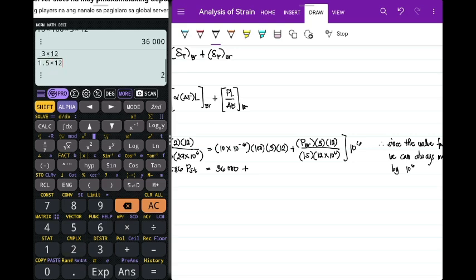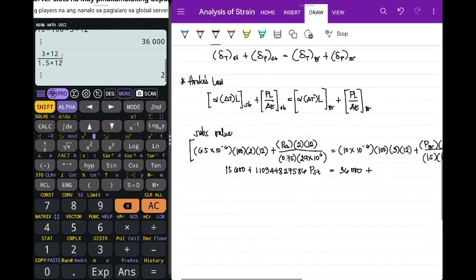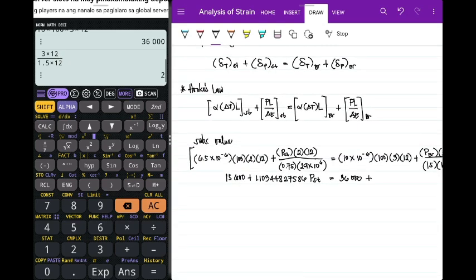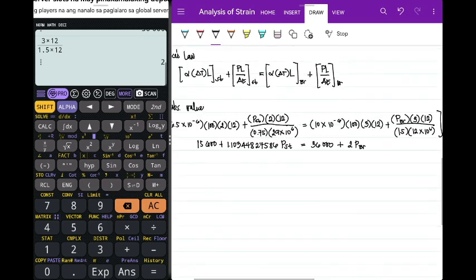Okay, we move on now to the bronze term. 10 times 10 to the power of negative 6 times 100 times 3 times 12 times 10 to the power of 6 will give us 36,000. Now doing the PL over AE term for our bronze: 3 times 12 divided by 1.5 times 12 times 10 to the power of 6, which is, of course, since we multiplied by 10 to the power of 6, I put there 3 times 12 divided by 1.5 times 12 only. That will give us 2.